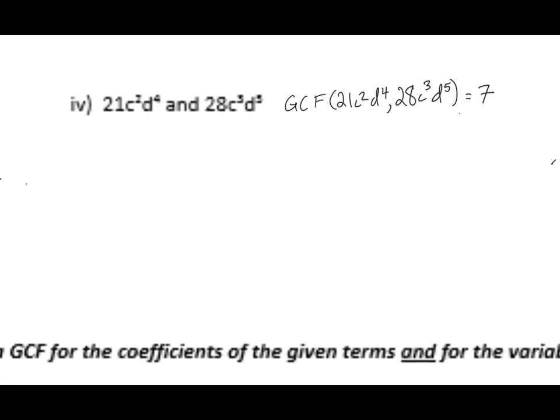So we're just going to put that down for part of our GCF. Now, when we look at our variables that are common to both, you'll notice that the lowest power between both of these terms is, for c, c squared, and for d, d to the 4. So our final answer is 7 c squared d to the 4. So the GCF of these two terms just breaks down to that. Done. And now let's move on to our next problems.